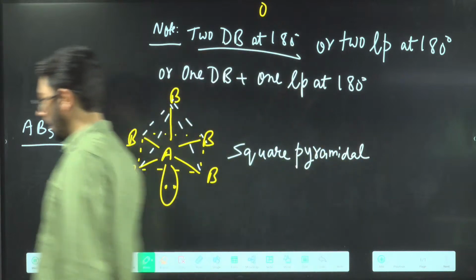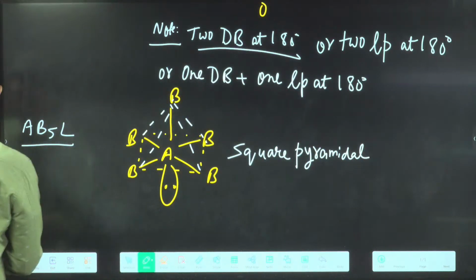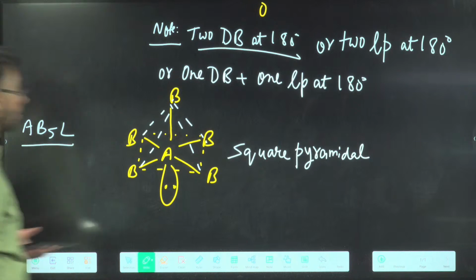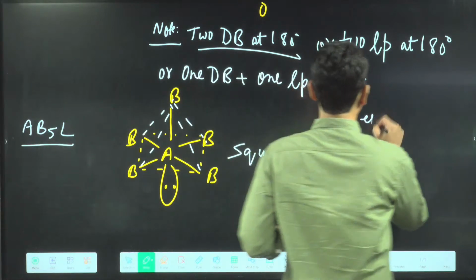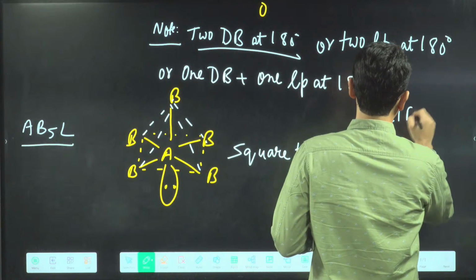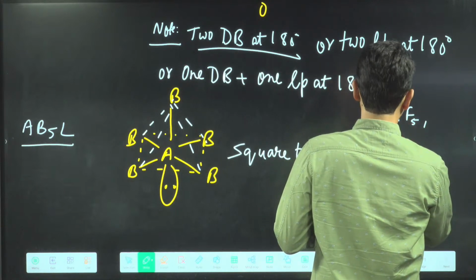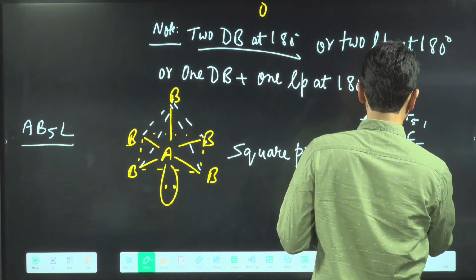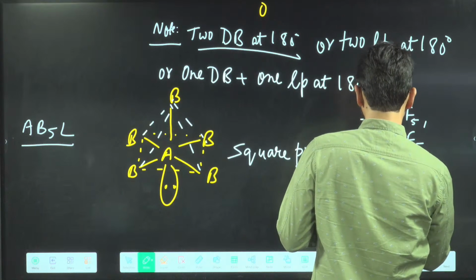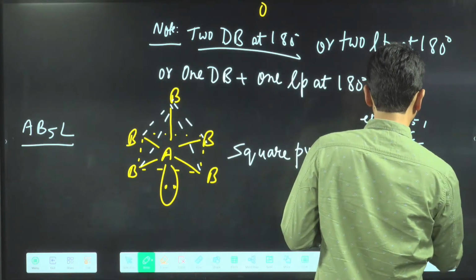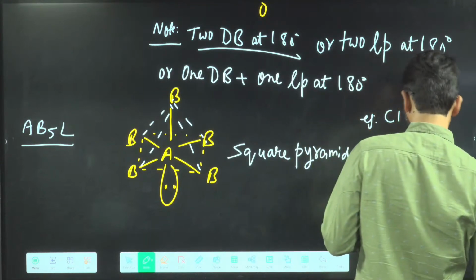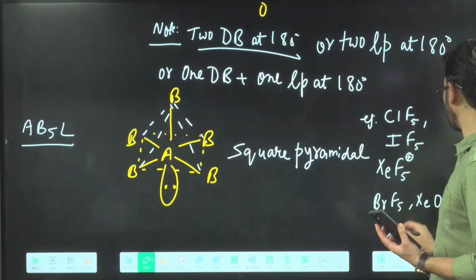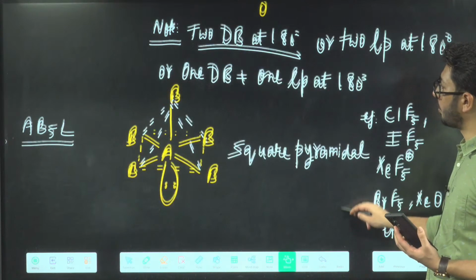So AB5L type, it is square pyramidal geometry. Examples are ClF5, IF5 structure, XeF5+, BrF5, XeOF4. These are the examples of AB5L type, which is square pyramidal.